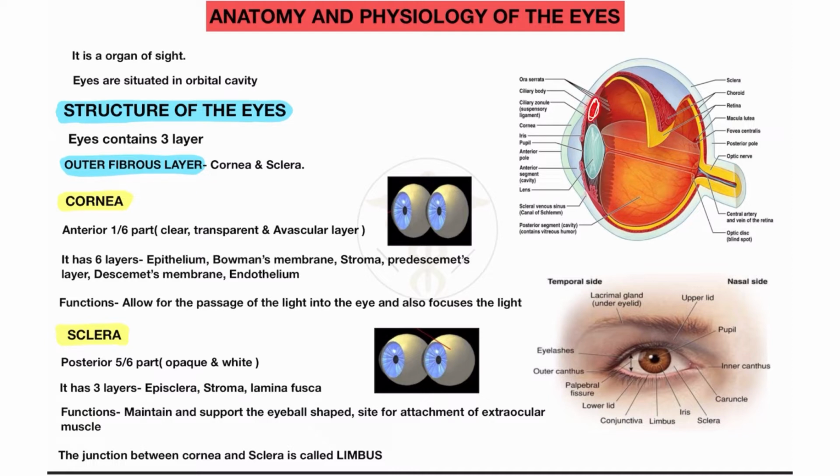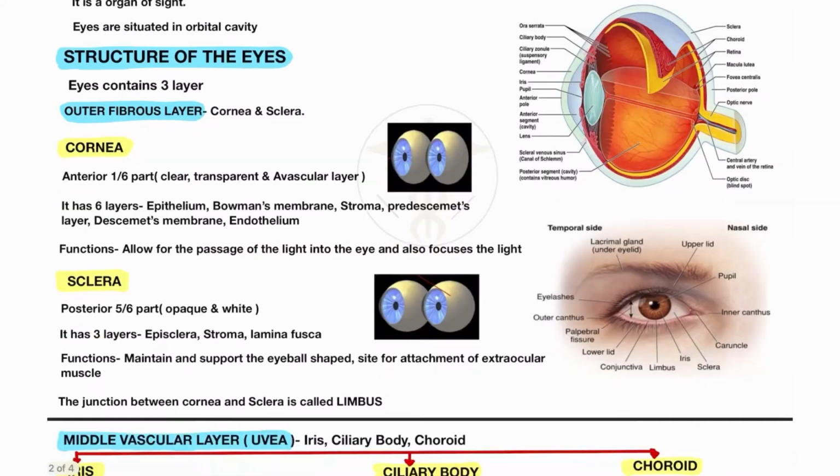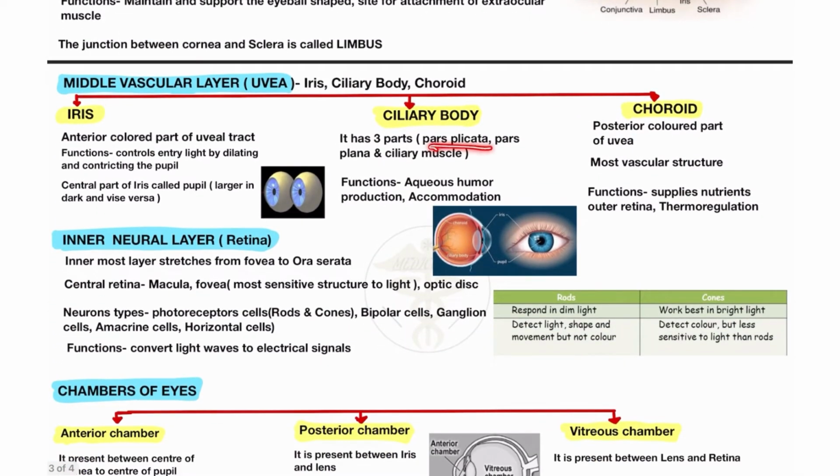This part is called pars plicata. This part is called pars plana, and the ciliary muscles are also attached to the zonular suspensory ligament. So this is pars plicata, this is pars plana, and the ciliary muscles attach to this. So the ciliary body has three parts: pars plicata, pars plana and the ciliary muscles.